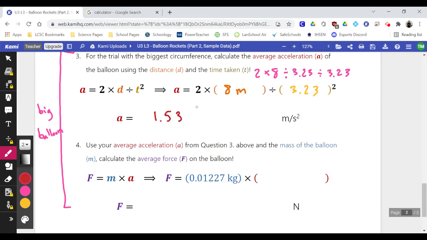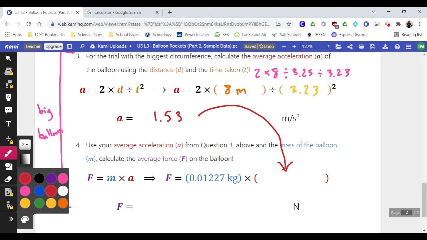Okay, so now we're going to take this acceleration and plug it into our force equation down here, where force is mass times acceleration. So our force, F, is going to be equal to the mass of this big balloon that we've approximated. Balloons are kind of hard to measure the mass of on a mass balance or an electronic scale, so instead I'm just giving it to you. We're going to take this 0.01227 kilograms and multiply it by this acceleration, 1.53-ish meters per second squared.